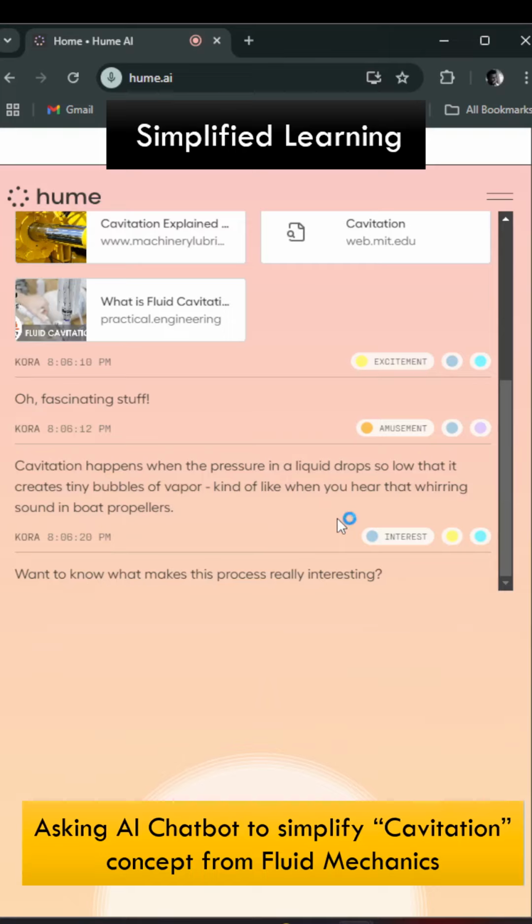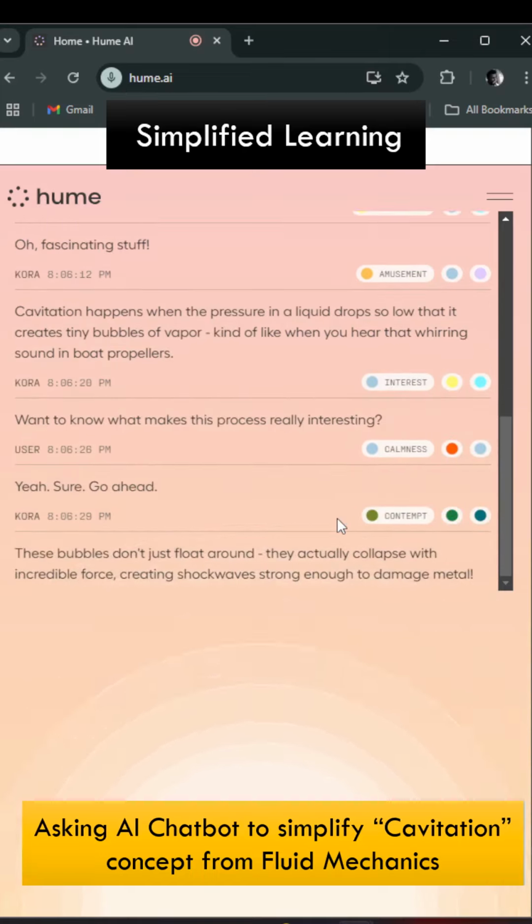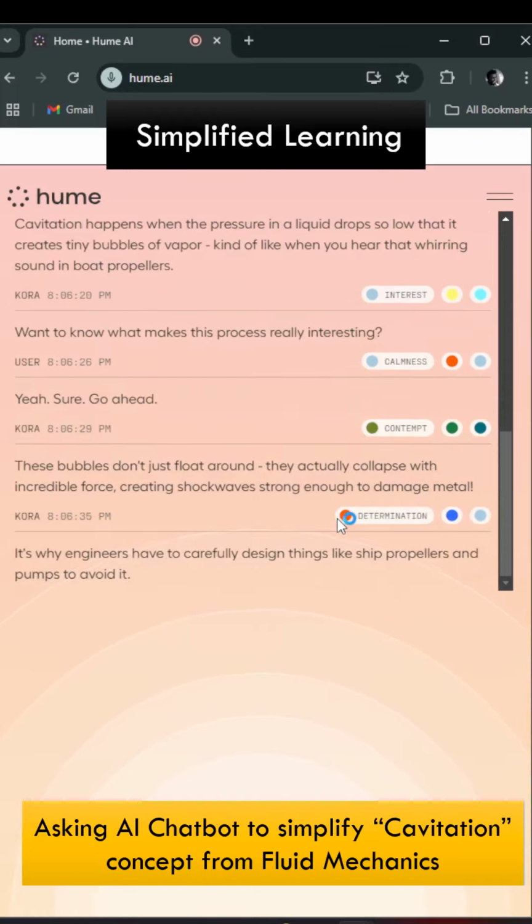Yes, sure. Go ahead. These bubbles don't just float around, they actually collapse with incredible force, creating shock waves strong enough to damage metal. It's why engineers have to carefully design things like ship propellers and pumps to avoid it.